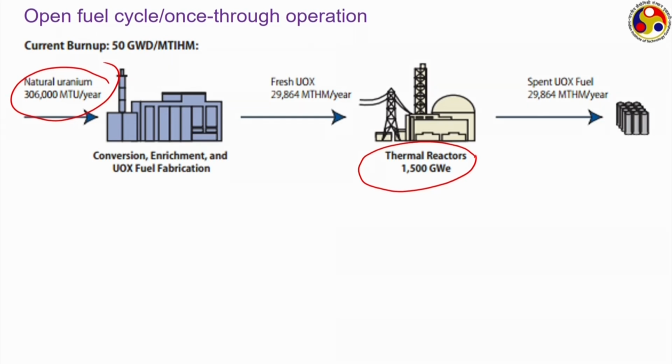metric tons of uranium over a period of 1 year, and 29.864 thousand MTHM per year becomes waste or goes for waste. Here this unit MTHM refers to metric ton of heavy metal. That is, we are not talking about uranium oxide mass, rather we are talking about the mass of the metal part, that is the uranium part only. Initially we have supplied 306,000 natural uranium, but we are getting nearly 10% of that as the final spent fuel. So, which is quite large.